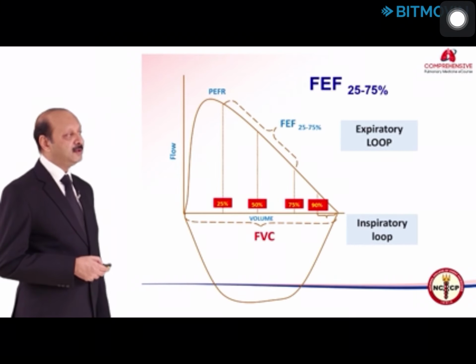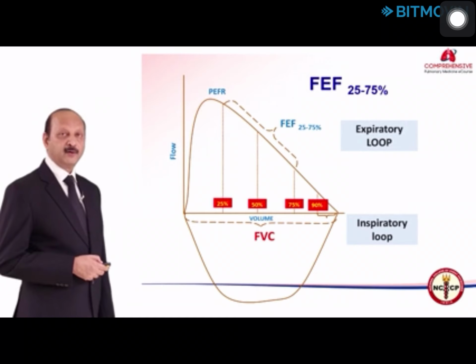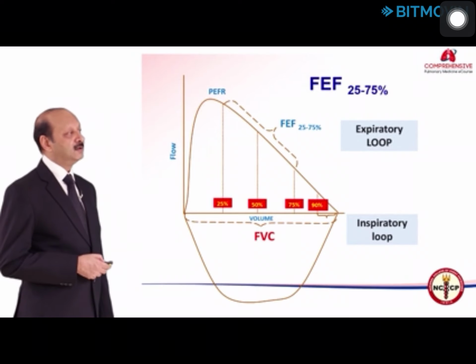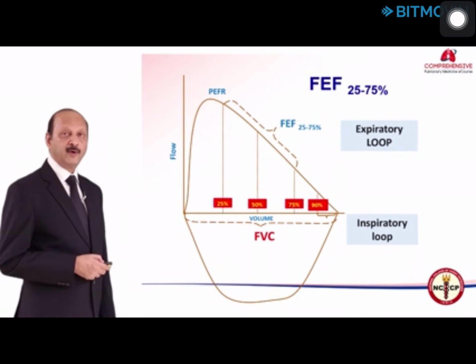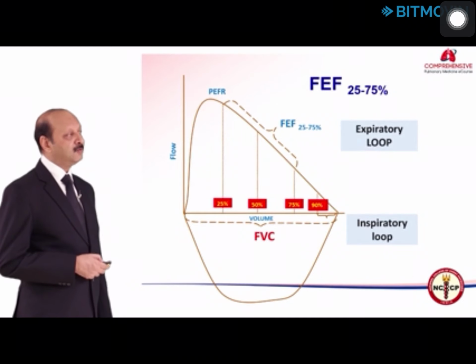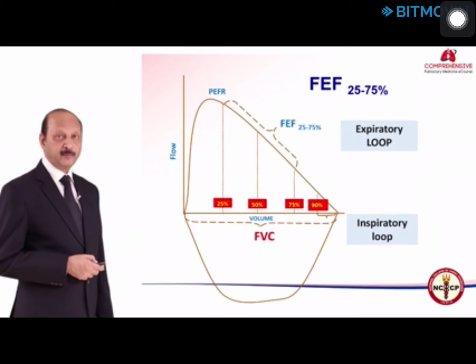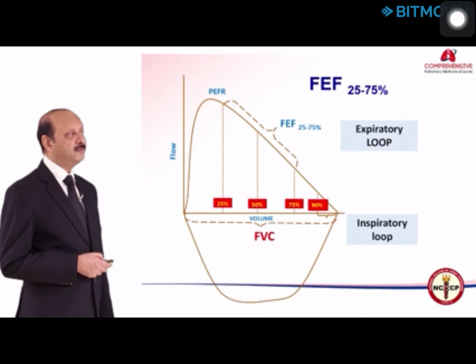Now, if you divide the forced vital capacity into 4 parts, the earlier is when 25% of vital capacity has been exhaled, then 50%, then 75%, and we measure flow at each time point. So, whatever flow is between 25 to 75% of vital capacity, that is called FEF 25 to 75.